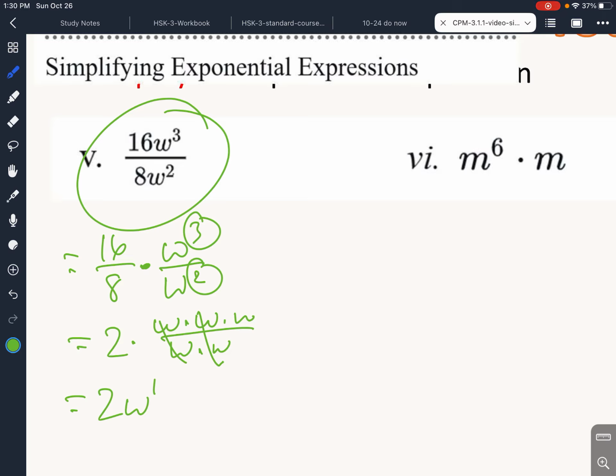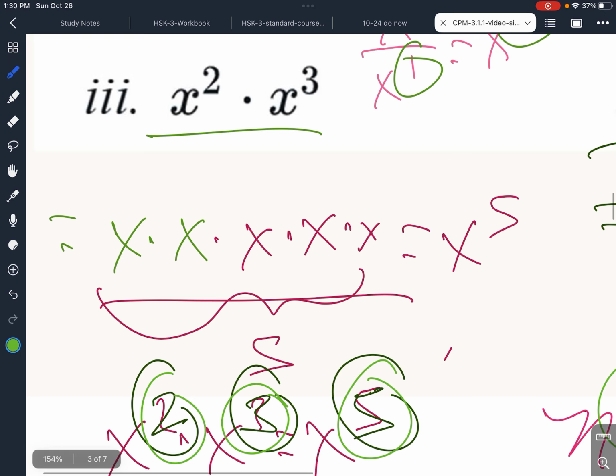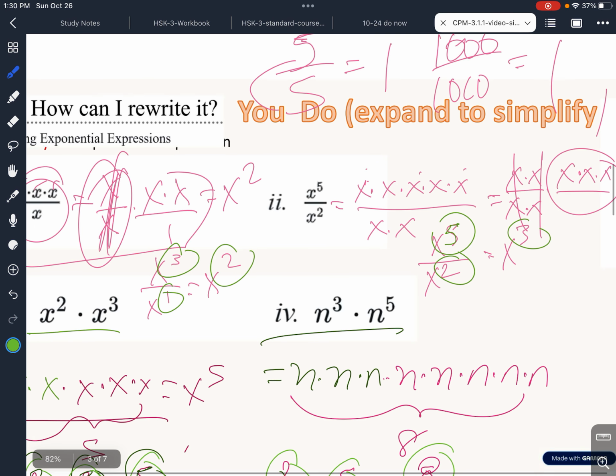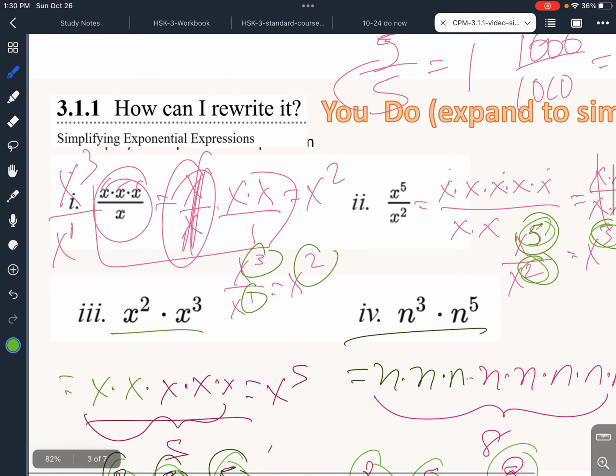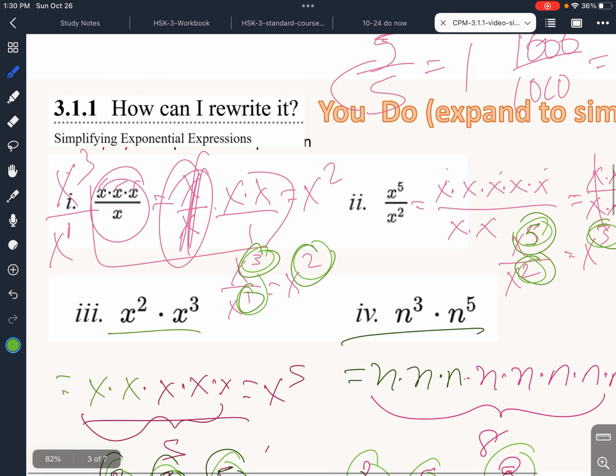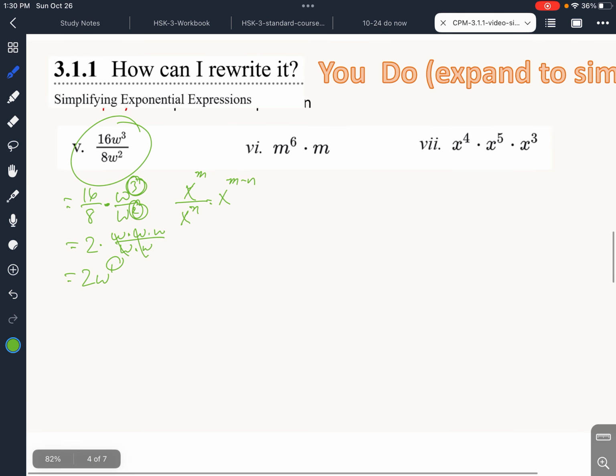So I'm going to give you the rule. The rule says that if I have some number to the power of m divided by that same number to the power of n, then my answer is going to be m minus n. You see I'm subtracting: 3 minus 2 gave me 1. 5 minus 2 gave me 3. And 3 minus 1 gave me 2. That's my rule for division.